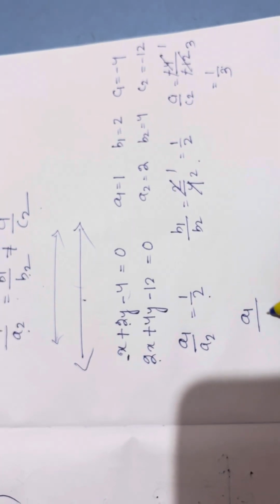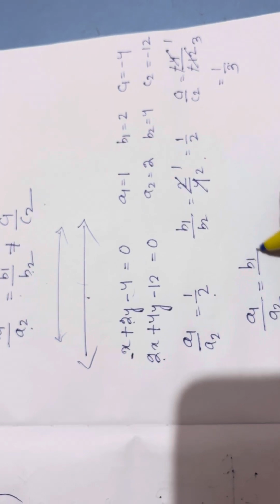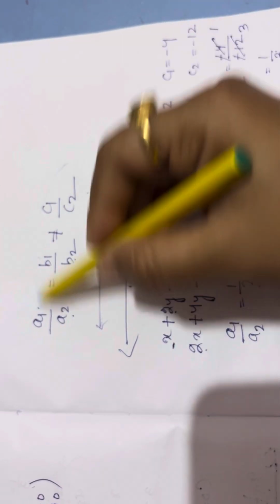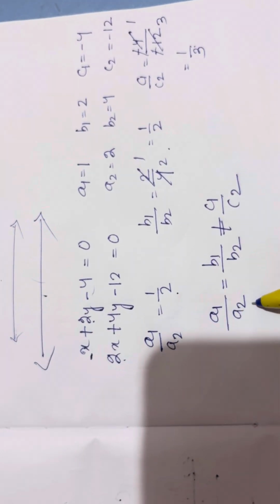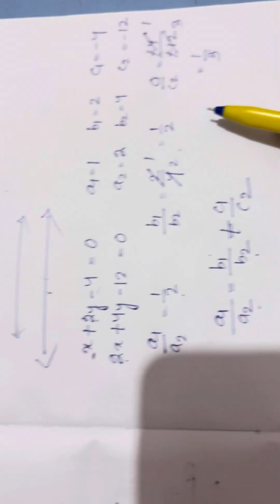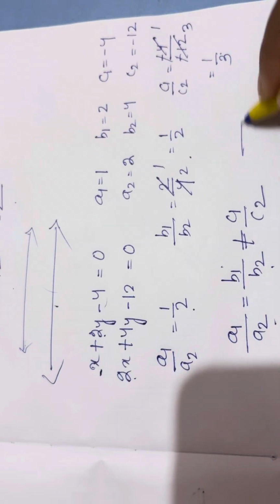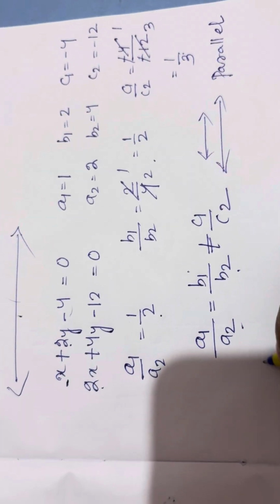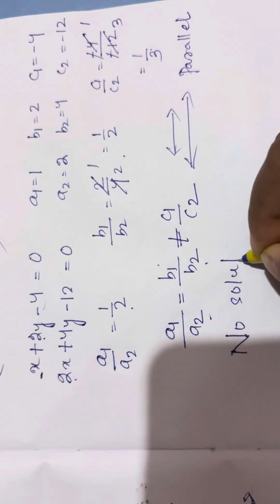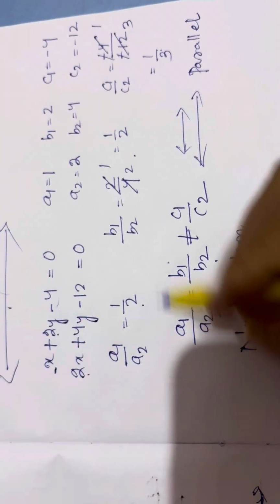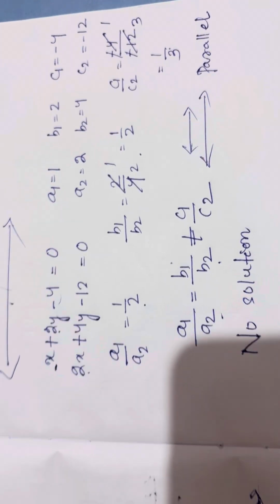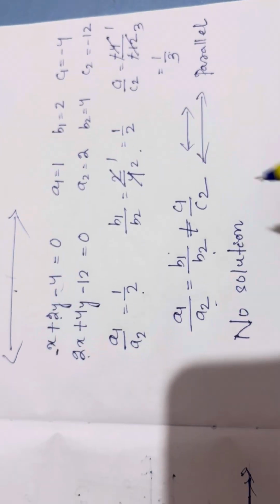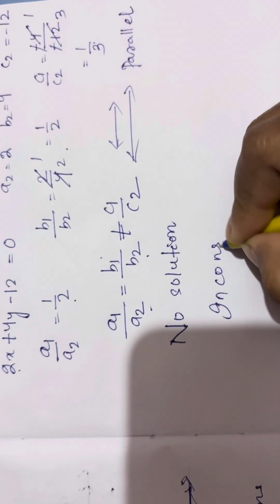So I can say here a1/a2 = b1/b2 ≠ c1/c2. So when this particular condition arises, be very sure that the lines are going to be parallel, and hence no solution exists for this particular system of linear equations. So what can we say about the system of linear equations? Is it consistent or inconsistent? It is inconsistent.